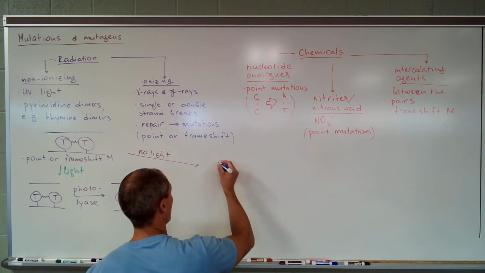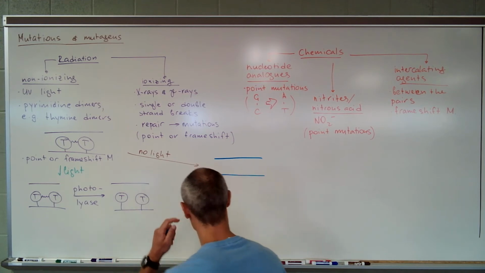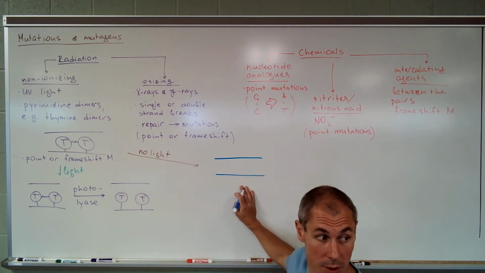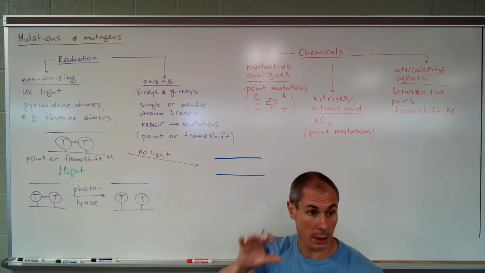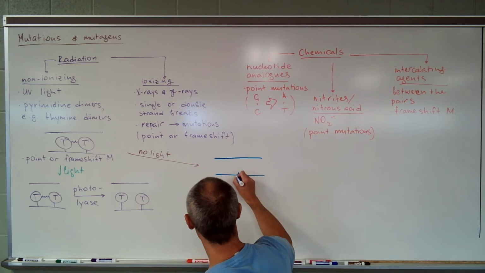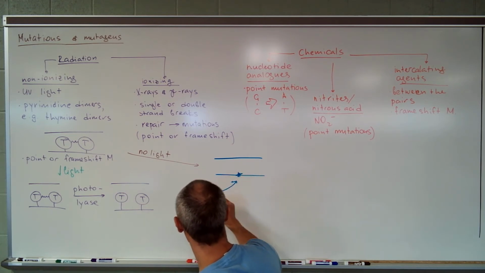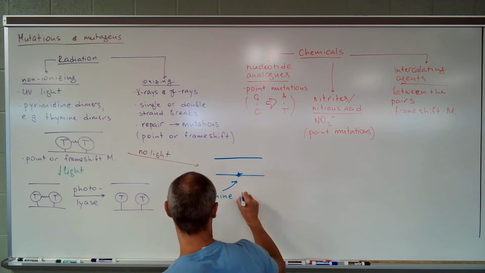So this is your DNA, okay, double-stranded DNA, and I'm going to use an asterisk to mark thymine dimer, so I don't have to draw that all the time. So this asterisk represents your thymine dimer.